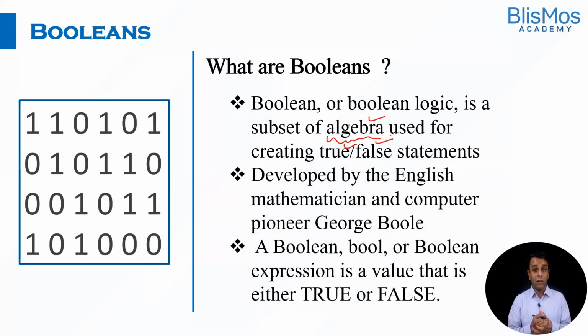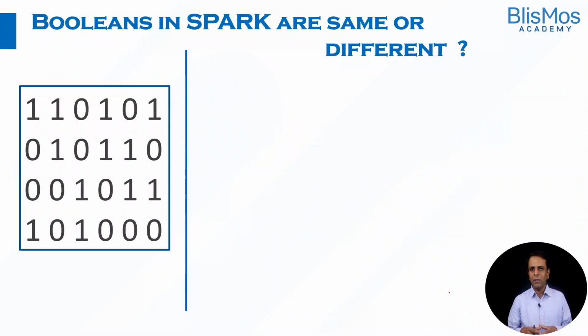Booleans were developed by an English mathematician who turned computer pioneer, named George Boole. As I have already told you multiple times, in the earlier days, many mathematicians contributed to the advancement of computers. So George Boole contributed Booleans to computer science. A Boolean, also called bool or Boolean expression, is a value that is either true or false. Having seen this, is the Boolean different in Spark or the same?